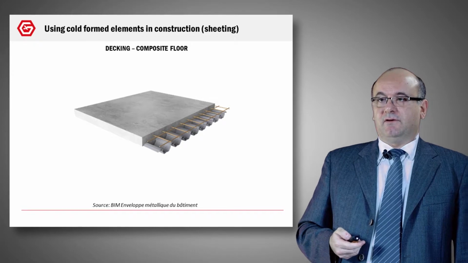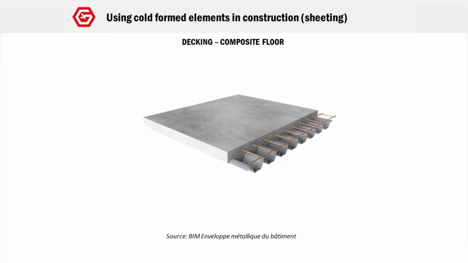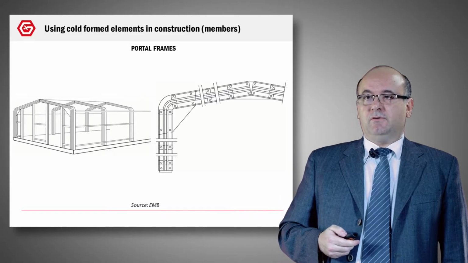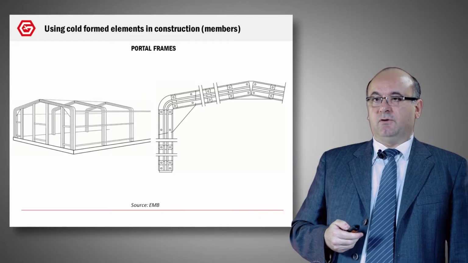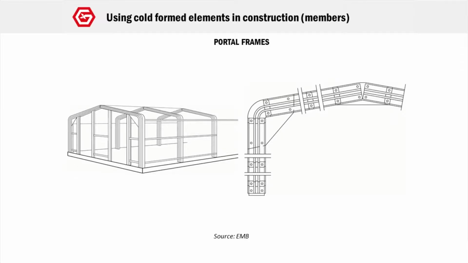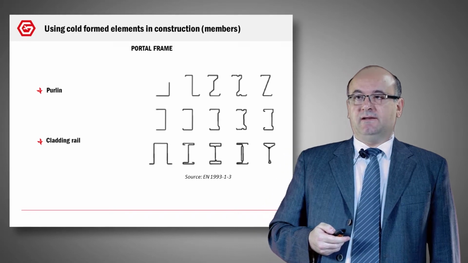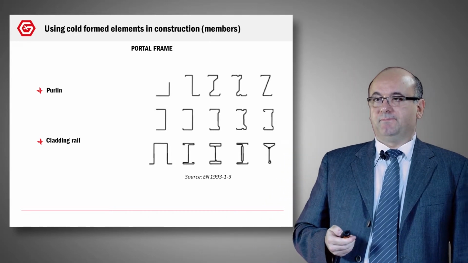Finally, you have the last category, that is the composite floor. So you have the cold form element, you have the concrete that works with the steel, and you obtain this decking and this composite floor. Okay, now another use of the cold form profile. Now we are in the frame, directly on the frame of the building. On the left, you can see a portal frame made with cold form elements, and you have on the right a zoom of the assembly and a zoom of the portal frame. Here you have some details about the purlins and the cladding rails made with the members.